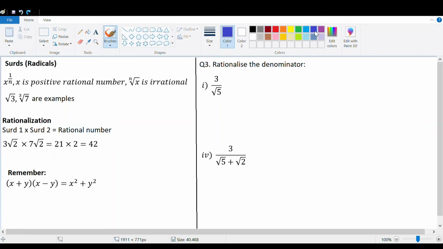Hi guys, let's start a new exercise 1C. But before we start, let's look at the new concepts of this exercise. So this exercise starts talking about surds, which are also known as radicals.